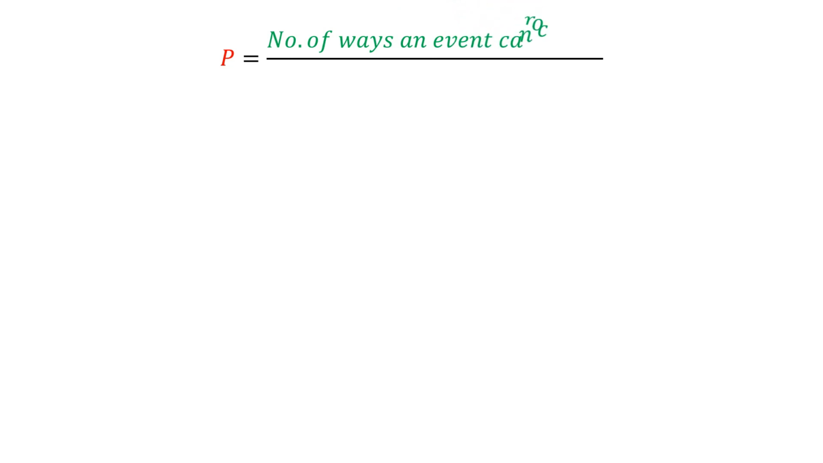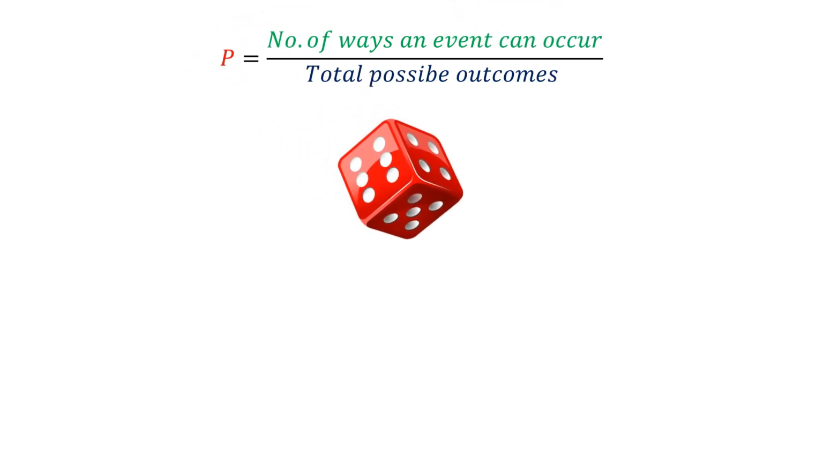Now consider the following example. The formula of the probability remains the same. We consider the example of a fair die. If we roll a fair die, it will land on one of the following 6 numbers. What is the probability that you will get a 6? This is very simple. There is only one way in which we can get a 6 and there are a total of 6 possible outcomes. So the probability of getting a 6 is 1 over 6.